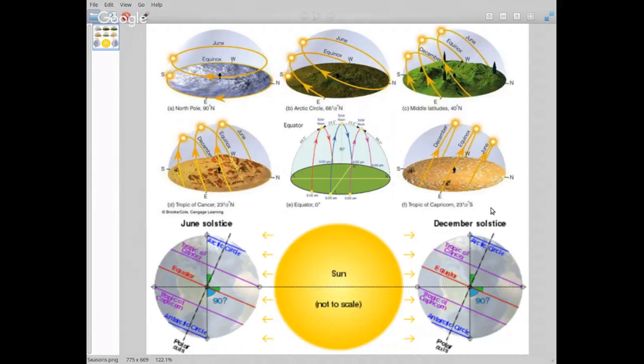Equator goes straight up and down. Southern hemisphere goes south, north, this line, south, north, south. The tilt is the wrong way.